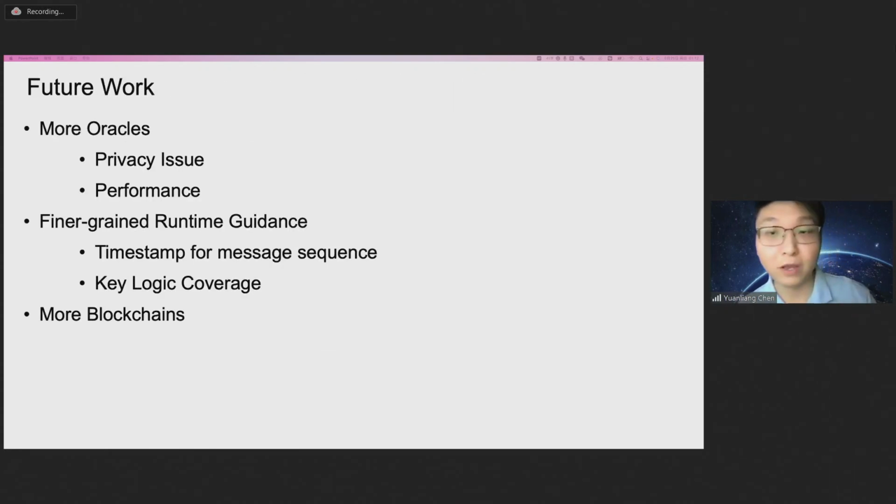Our future work will mainly focus on the following aspects. First, we would explore more Oracles such as privacy leaking problems or performance issues to further improve TIA's bug detector. In addition, we will try to enhance TIA with finer feedback guidance for finding more consensus failure bugs. At last, we will try to adapt TIA to more blockchain systems.